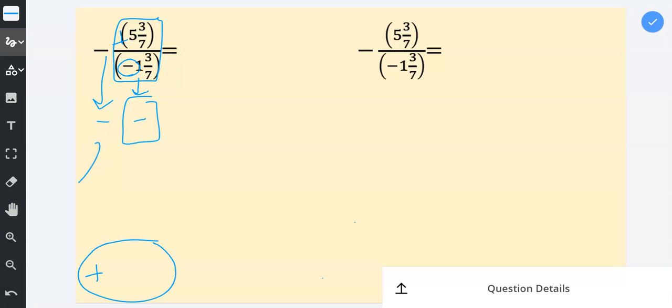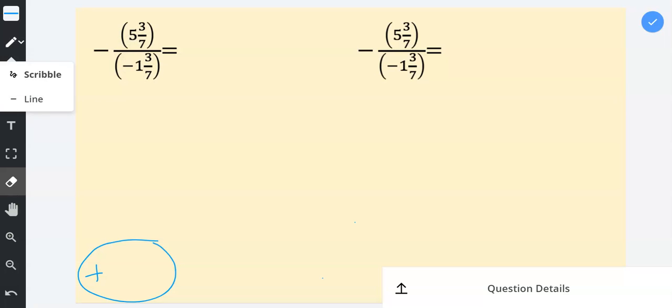You could think of it as, what is the opposite of a negative number? Well, it's a positive number. So my final answer is going to be a positive. So now that I know that, I don't have to really stress about keeping track of these negative symbols.